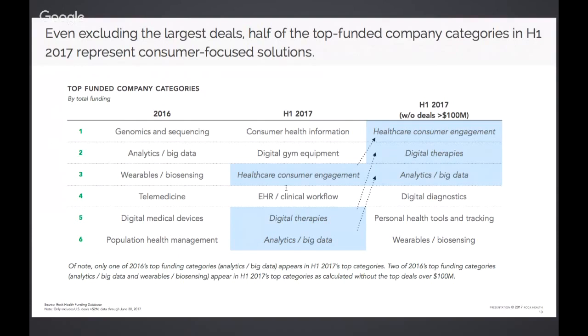And so the top categories with and without the mega deals, I think they do show diverse investor interest. So strong interest in both consumer-centric companies working on engagement, wearables, personal health tools and tracking, but definitely also seeing investment in the more hard clinical innovation through digital therapies and diagnostics.